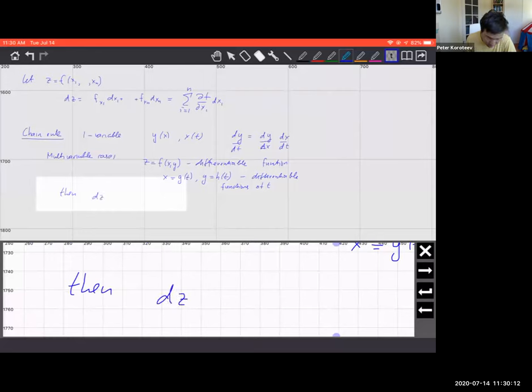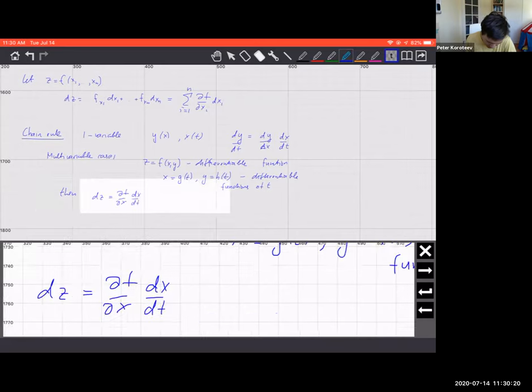Okay, then the differential dz is equal to df over dx, dx over dt. So notice the different d's here, right? One is the partial derivative, the other is the total derivative of a function of one variable, plus df over dy, dy over dt.